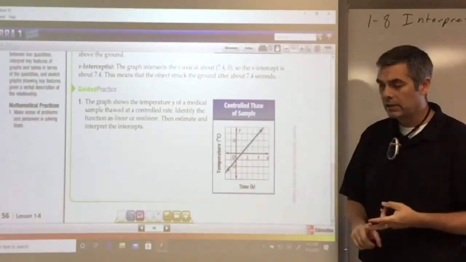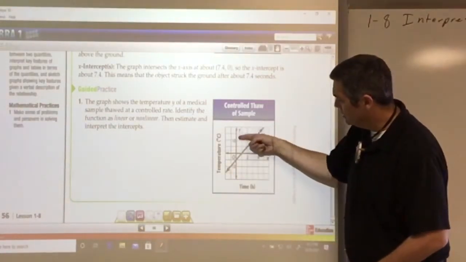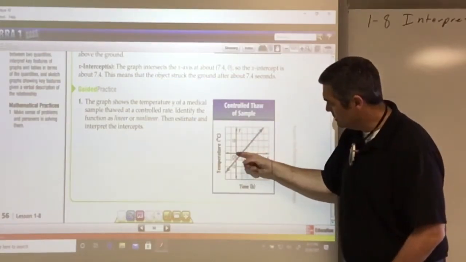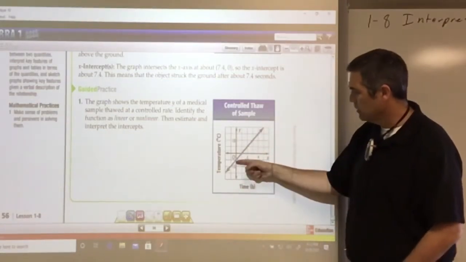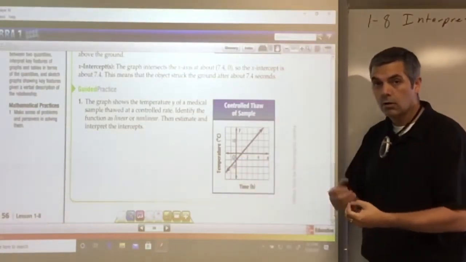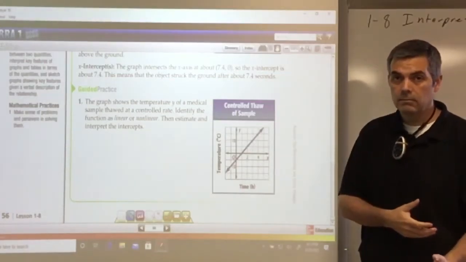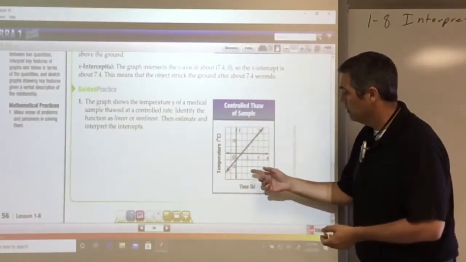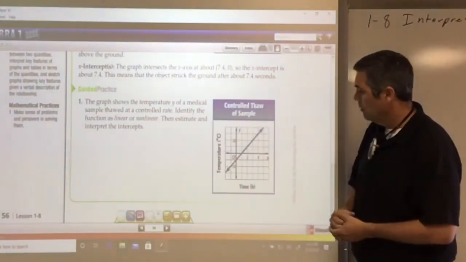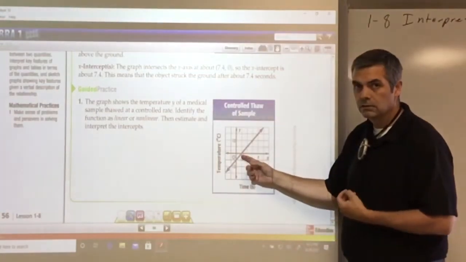So our y-intercept is where the line crosses the y-axis. So here's the y-axis, and our line crosses right here. Well, here's 0, here's -10, so it crosses at -5. So (0, -5) is our y-intercept. And then we look and go, well, where does it cross the x-axis? Well, it crosses at (1, 0).